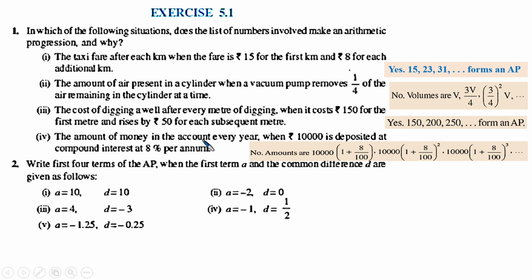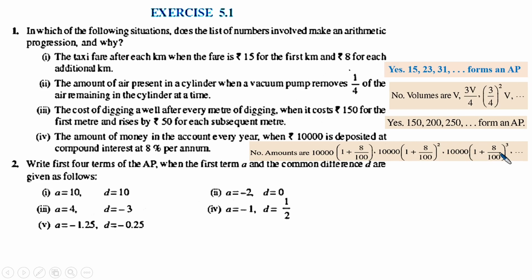The amount of money in an account every year when rupees 10,000 is deposited at compound interest at 8% per annum. Again, this is compound interest, not simple interest. Simple interest would have been an arithmetic progression. So the starting amount is here 10,000, and if you add 8%, that is 1 plus 8 by 100, that is 1.08 times. If you add this to 10,000, this is the first year you get. Second year again 8% of this amount, so again you have to multiply by 1.08.